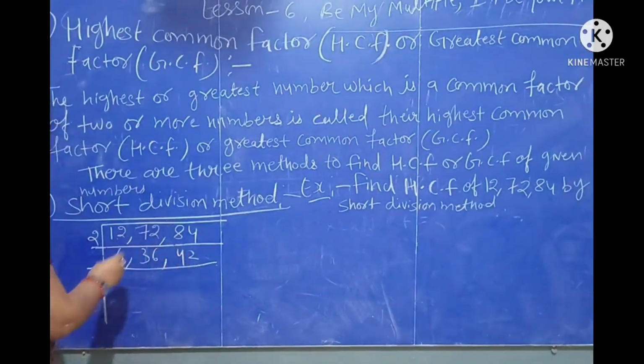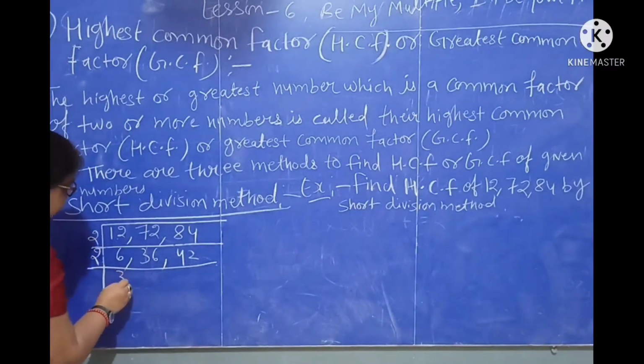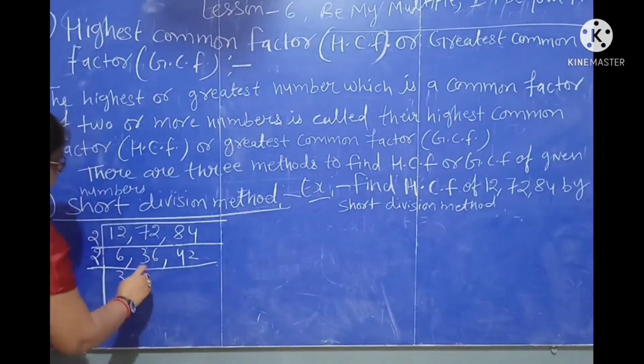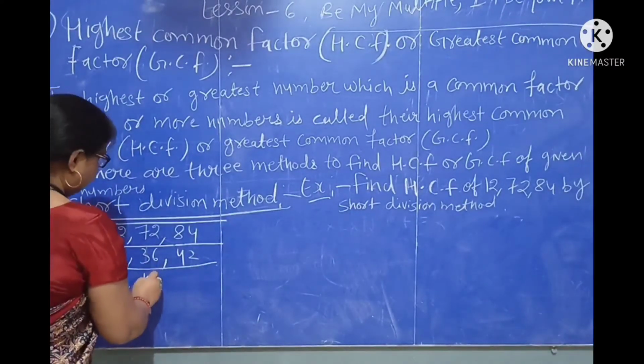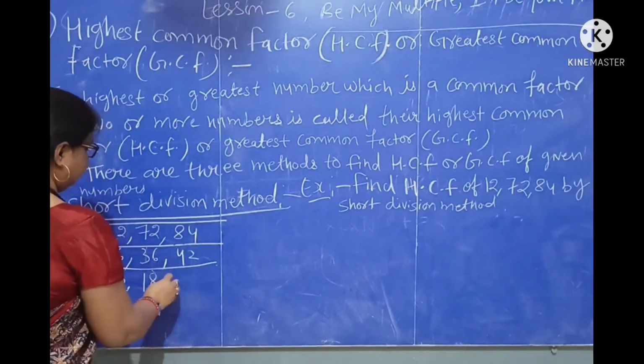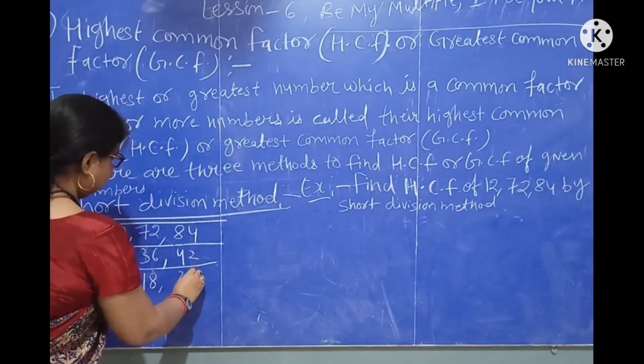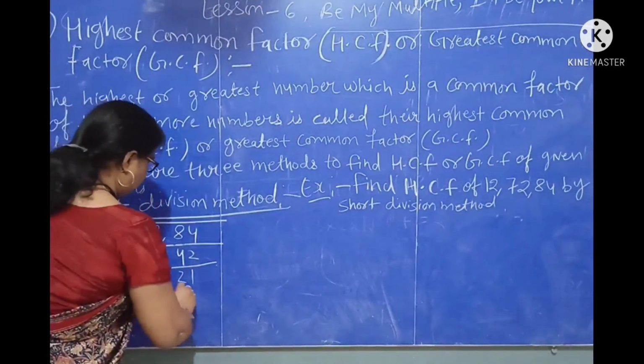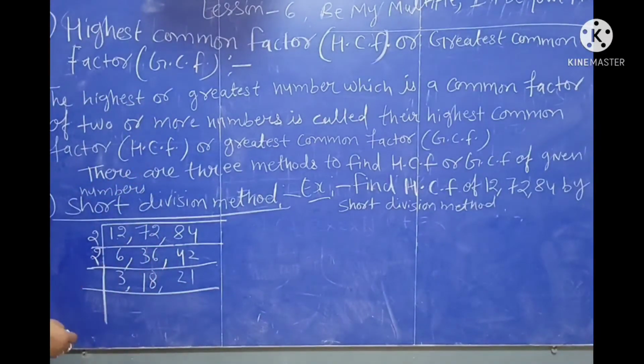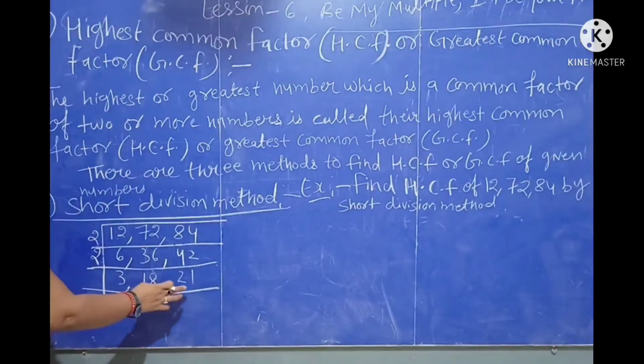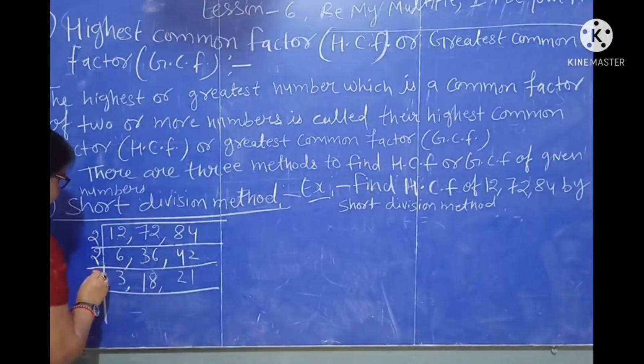We take again the number 2 as a divisor because 2 can divide these three numbers exactly. So 2 3s are 6, 2 18s are 36, and 2 21s are 42. Now we take the next number which can divide these three numbers also. So number 3 can divide these numbers. So we can take 3 as a divisor.